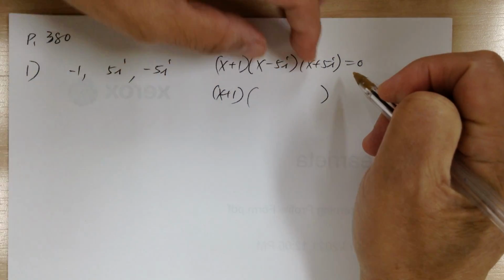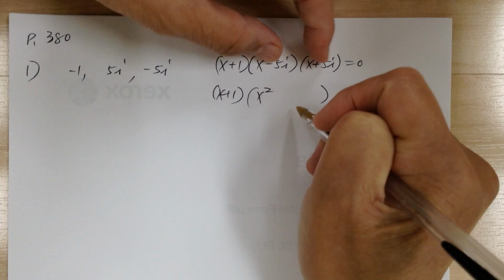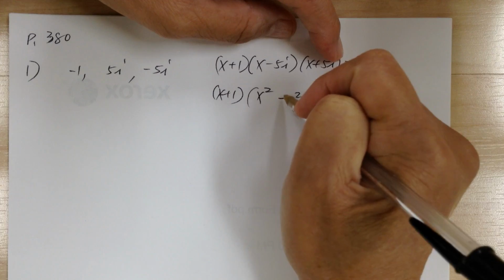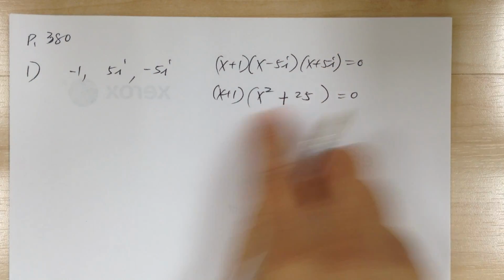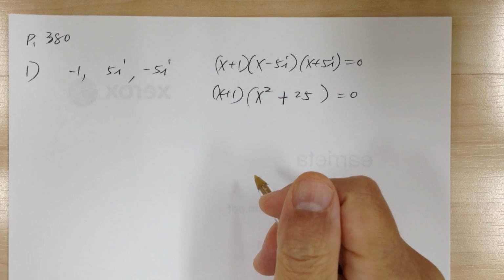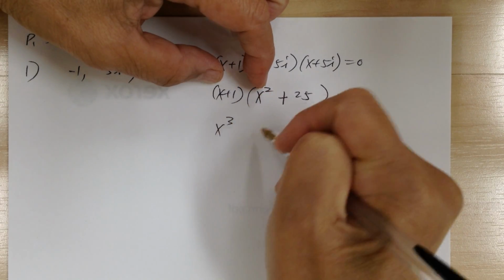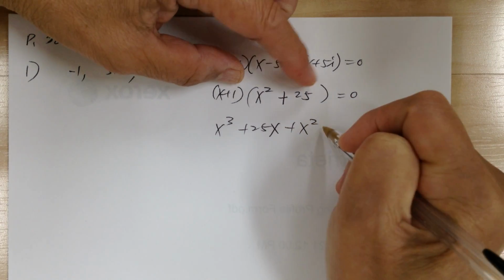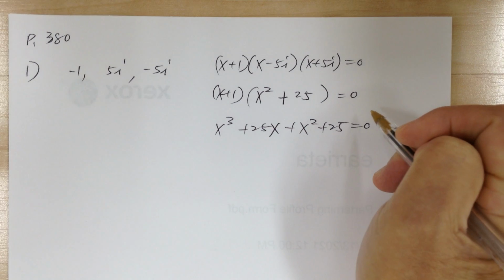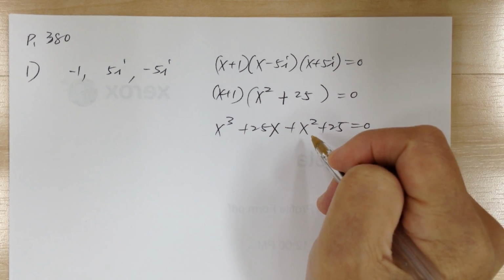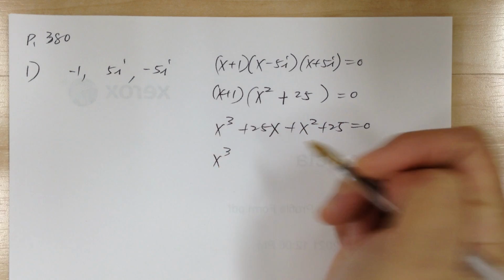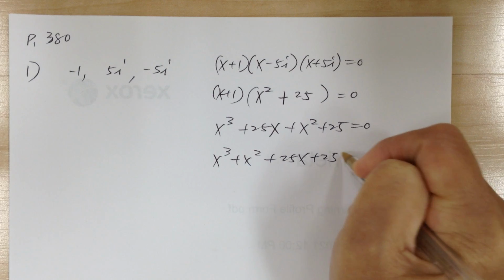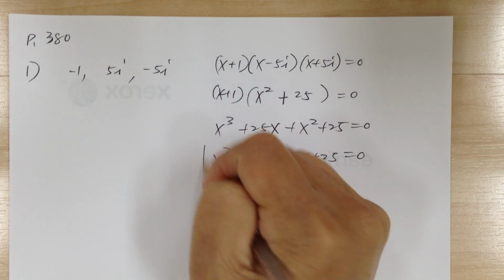When you multiply the conjugate, you're going to get x squared minus, 5 times 5 is 25, and i times i is -1, so it becomes plus. Then you distribute and multiply out, and you get x to the 3 plus 25x, plus x squared plus 25. Arrange this in a better order: x to the 3 plus x squared plus 25x plus 25 equal to 0. And this is your answer.